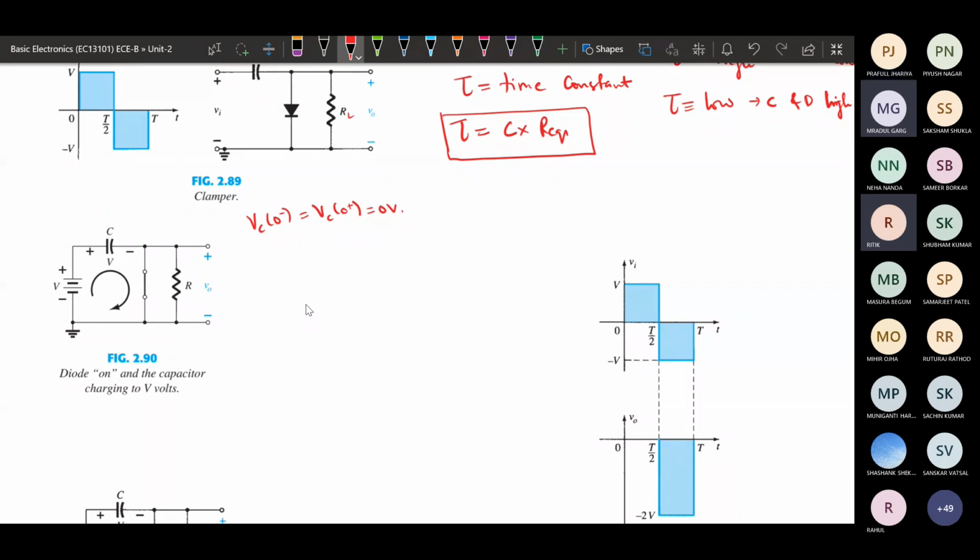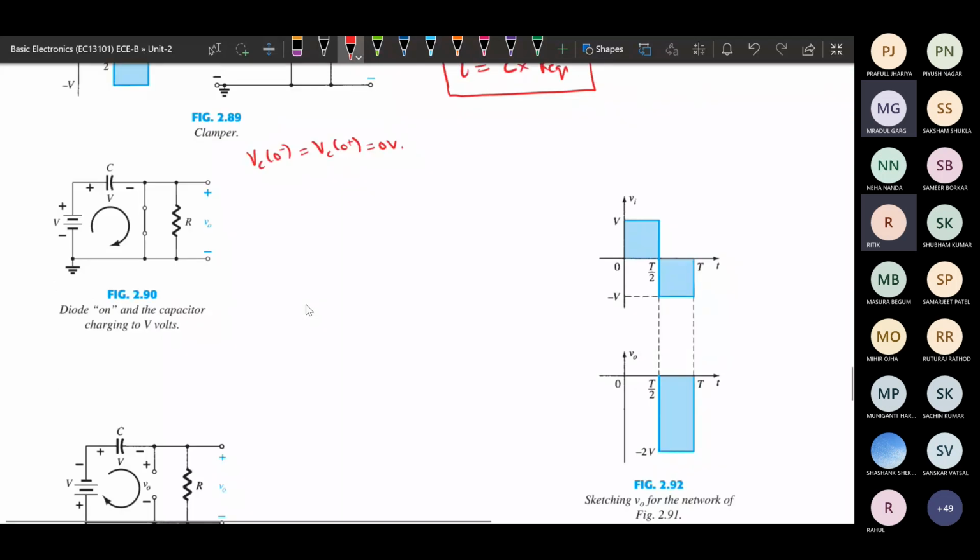So once this diode is on, at the time initially we have considered the charge across this capacitor is 0, but as this diode is on, the voltage is connected to the capacitor also. So the input voltage will be charging this capacitor.